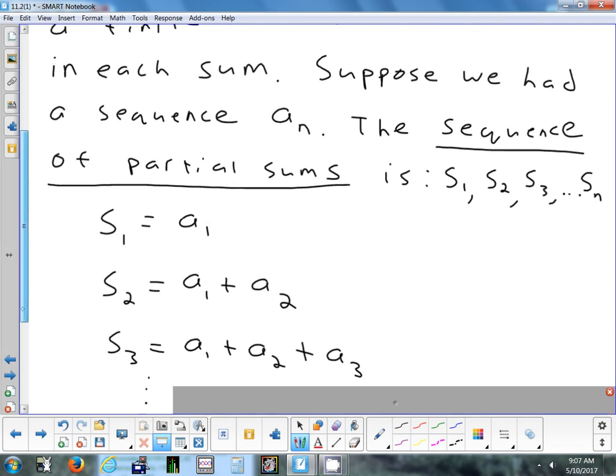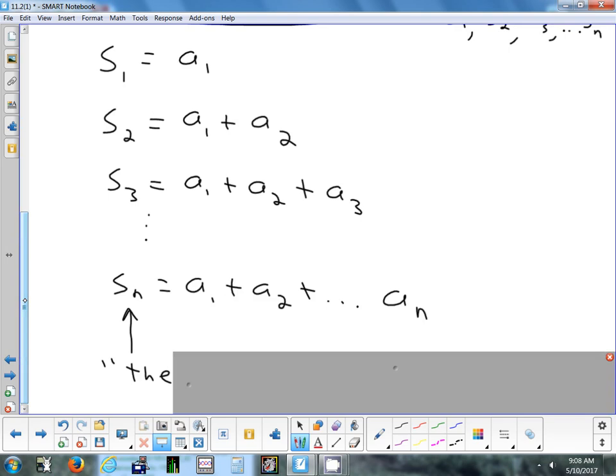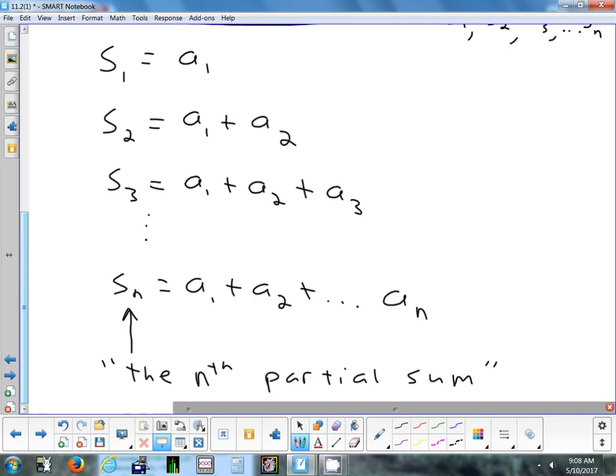Okay, and then lastly, if you wanted to add up the first n terms, you add up the first one, the second one, the third one, the fourth one, the fifth one, all the way up to the nth term. But it's important to understand that that n is a fixed value. It is not infinity. Maybe it's 100 terms, maybe it's 1,000, maybe it's 1,000,000, but it ends somewhere. And that one we would call the nth partial sum.